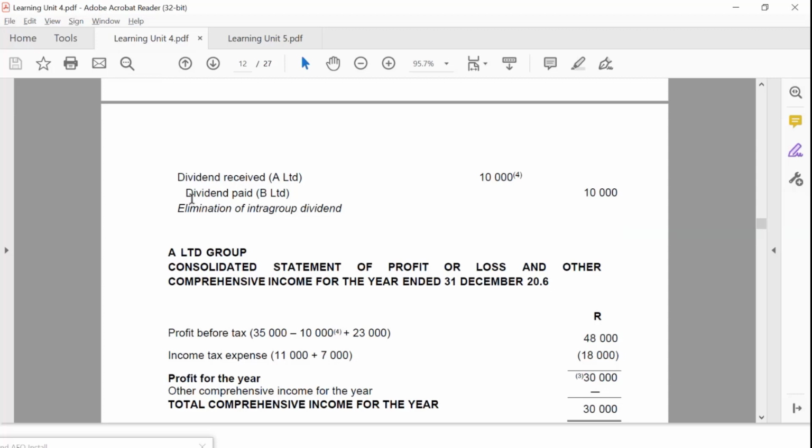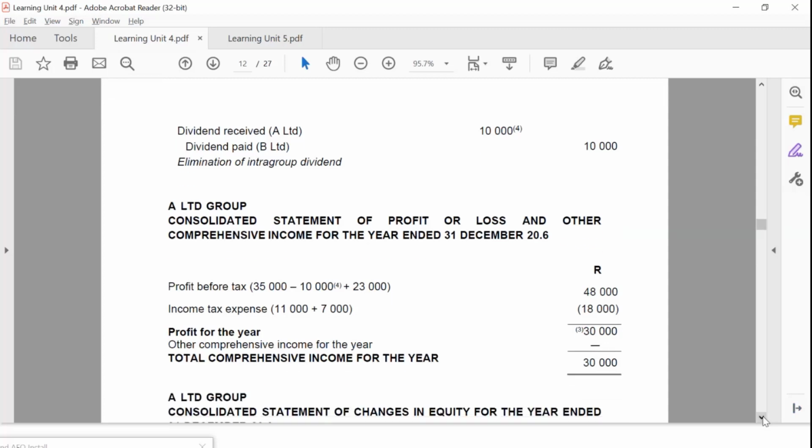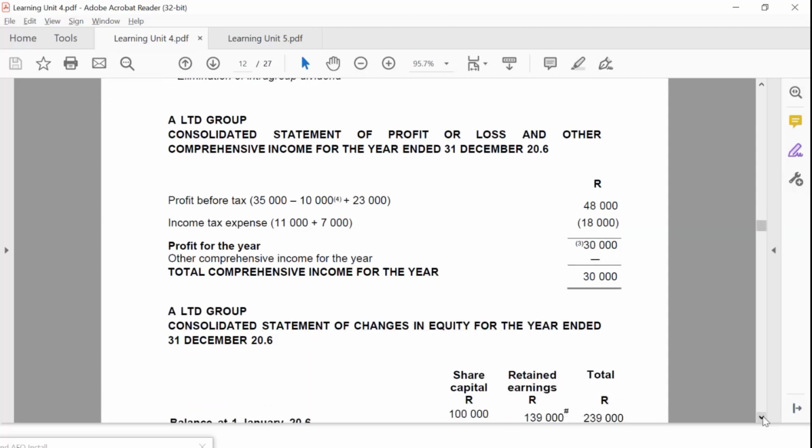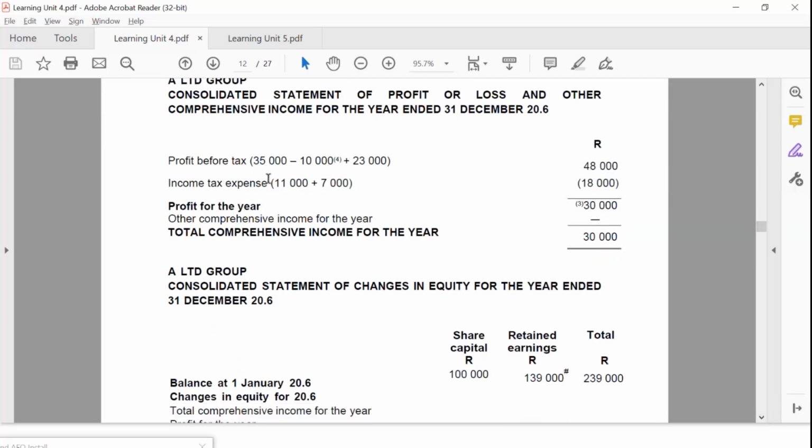So when you go to the line that says dividends, you add the dividends of A, you add the dividends of B, and then you apply this pro forma journal entry by debiting the dividends of 10,000, and you get your final answer. Let's look at it. So now that we've done our pro forma journal entries, let's look at our consolidated profit and loss. Profit before tax: 35,000 plus 23,000 minus 10,000.